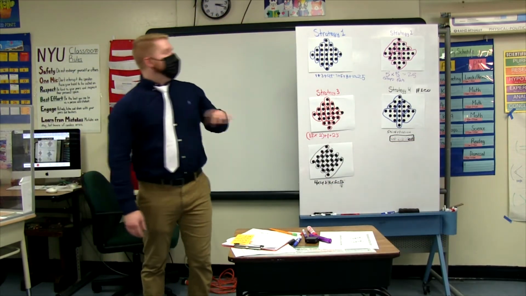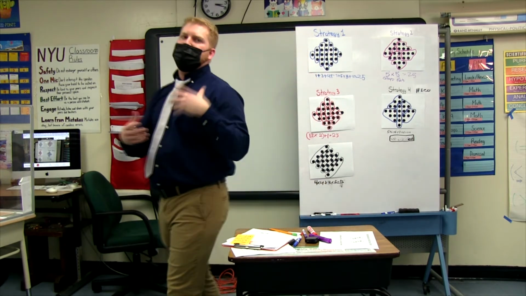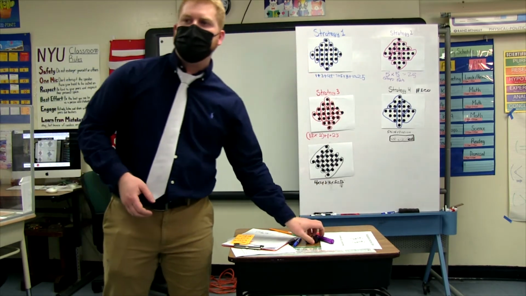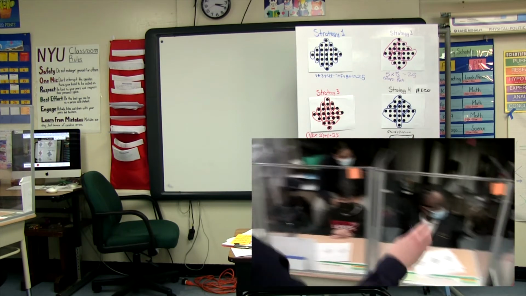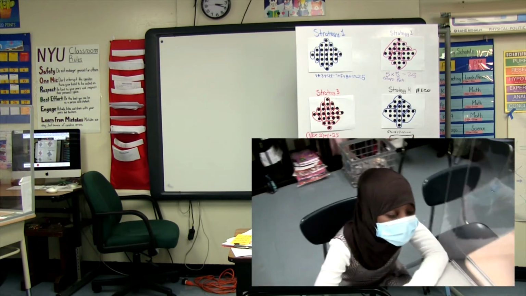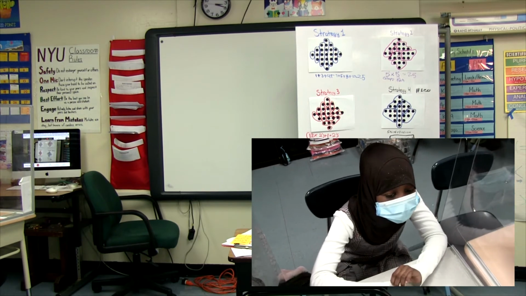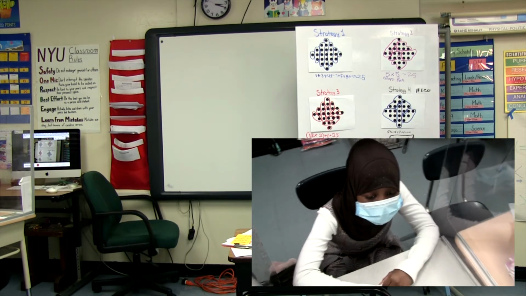All right. So what made us choose strategy 5? What components of it made it most efficient? Let's have Tahira back there. Tahira, what made that an efficient strategy? They made 5 groups of 5.